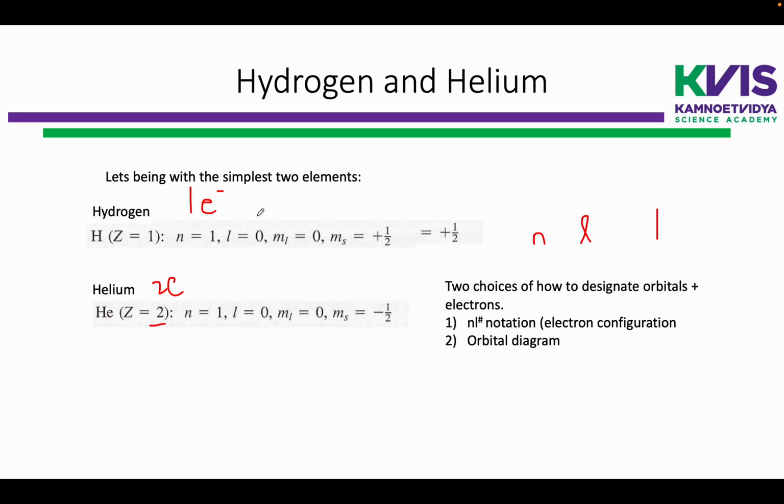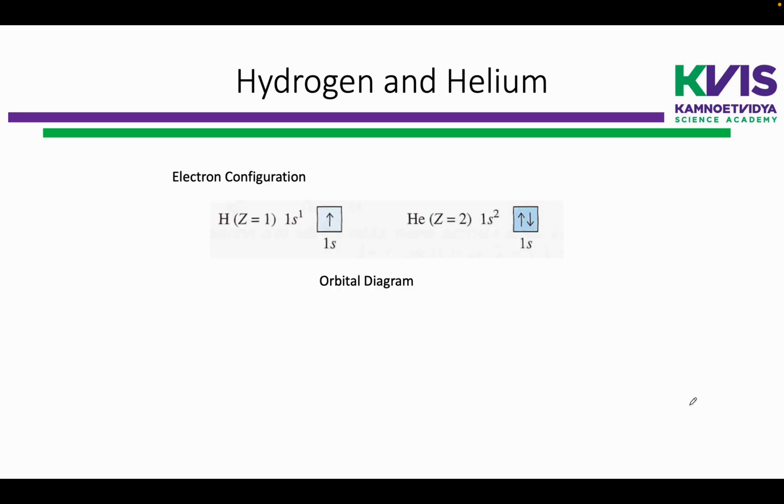Right, l is equal to 0. This means this is an s orbital. It's got 1 electron, so 1s1. This is the electron configuration notation over here, right? For helium, this will be, you have the principal quantum number 1, your subshell is s, and you have 2 electrons, so here you have a 2, okay? So pretty simple. You can then fill this up in a diagram which we call an orbital diagram.